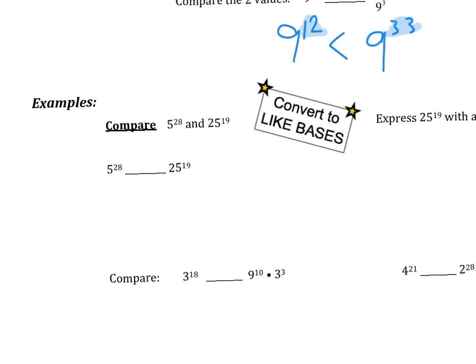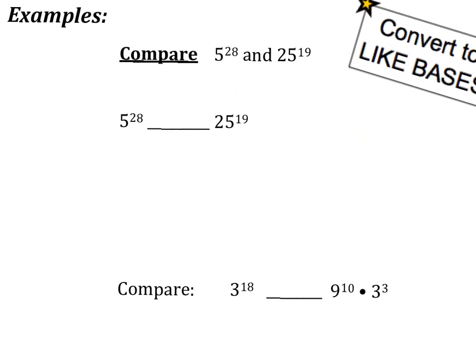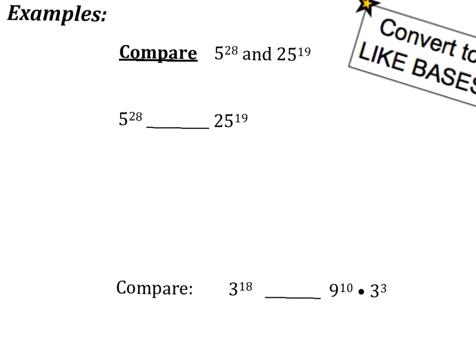Let's look at some more involving like bases. So how in the world would I compare 5 to the 28th and 25 to the 19th? How would I do that? They're not the same base. 25 and 5, I can't compare two numbers unless they have the same base.